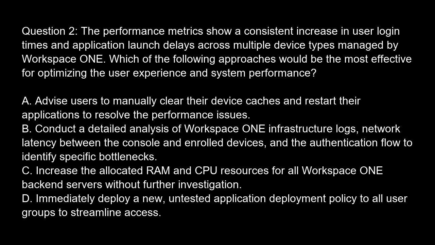Which of the following approaches would be the most effective for optimizing the user experience and system performance? Option A. Advise users to manually clear their device caches and restart their applications to resolve the performance issues. Option B. Conduct a detailed analysis of Workspace ONE infrastructure logs, network latency between the console and enrolled devices, and the authentication flow to identify specific bottlenecks. Option C. Increase the allocated RAM and CPU resources for all Workspace ONE backend servers without further investigation. Option D. Immediately deploy a new, untested application deployment policy to all user groups to streamline access.